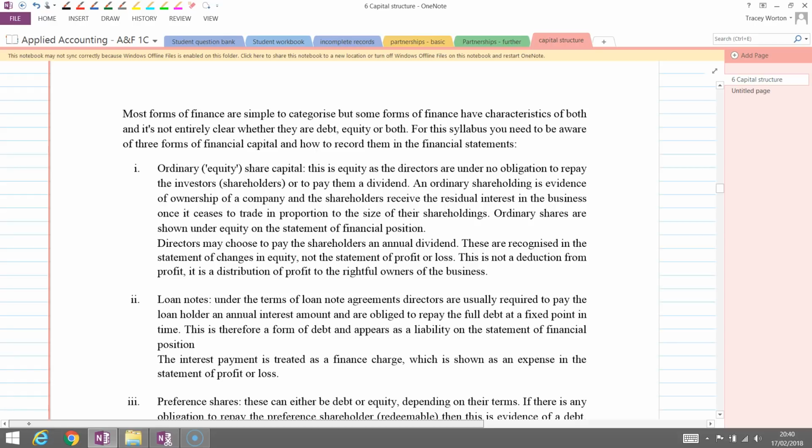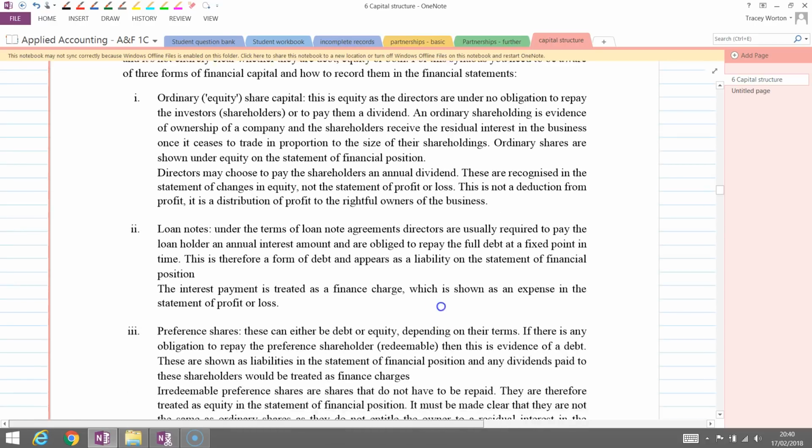For this syllabus, for this module, you'll need to be aware of three forms of financial capital and how to record them in the financial statements. So the first one being ordinary or equity share capital. So this is the equity as the directors are under no obligation to repay the investors, the shareholders, or even to pay them a dividend.